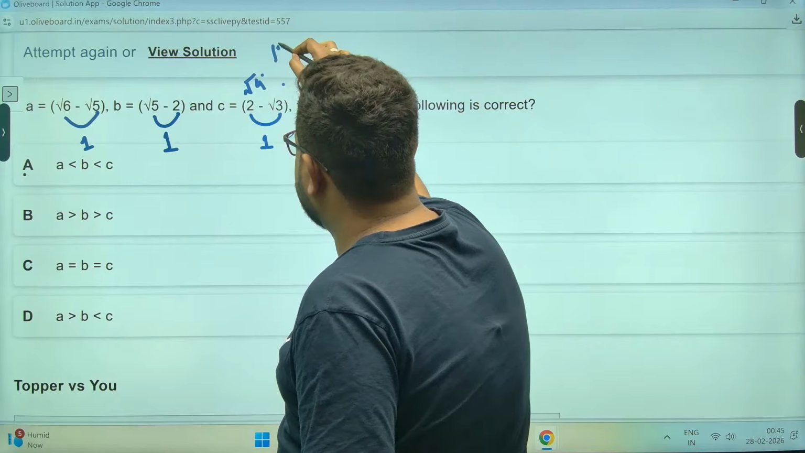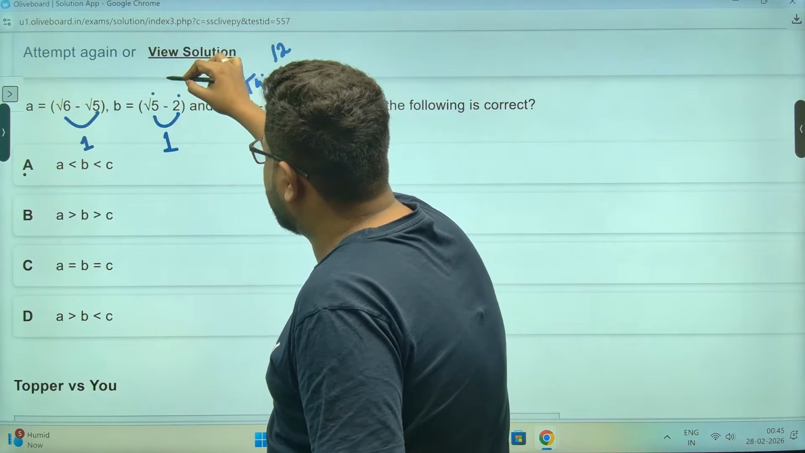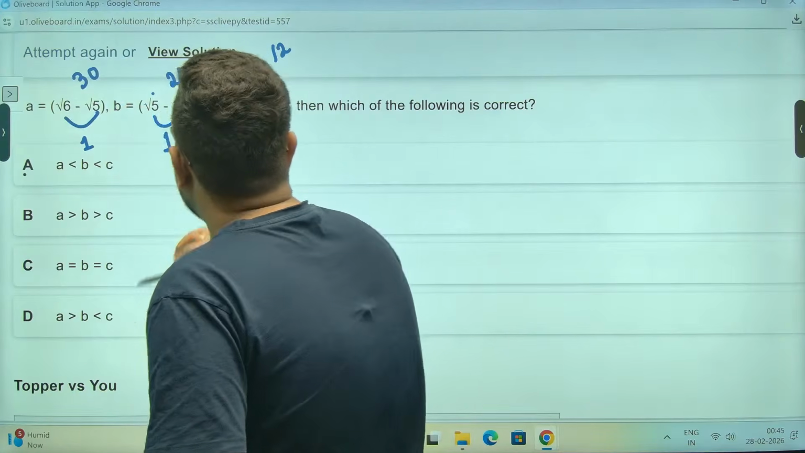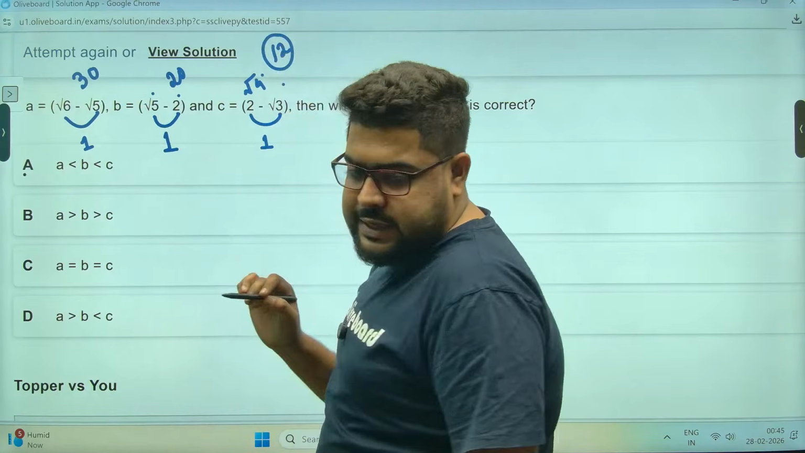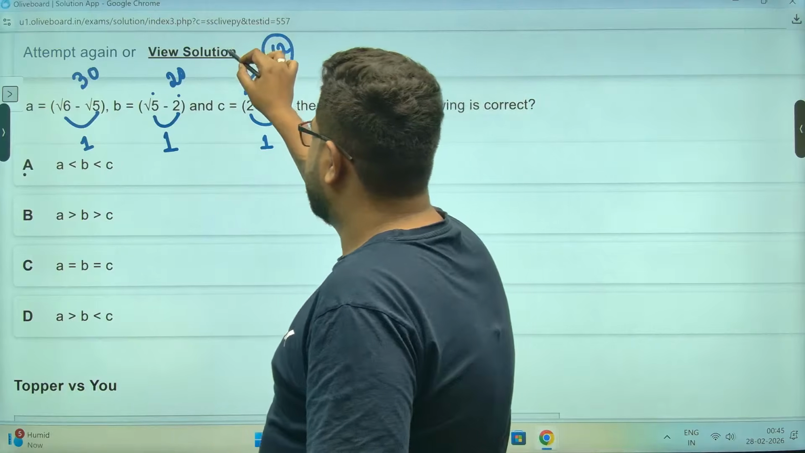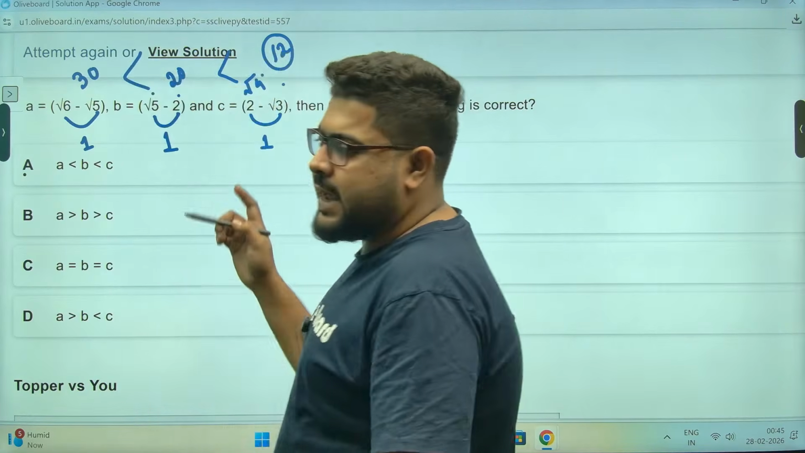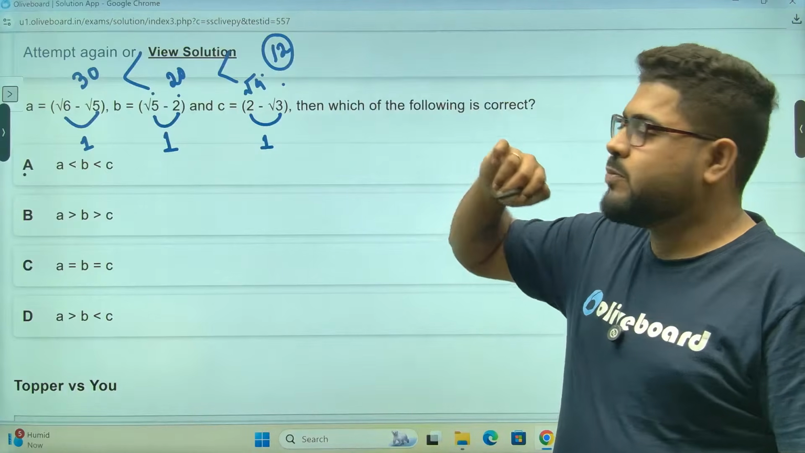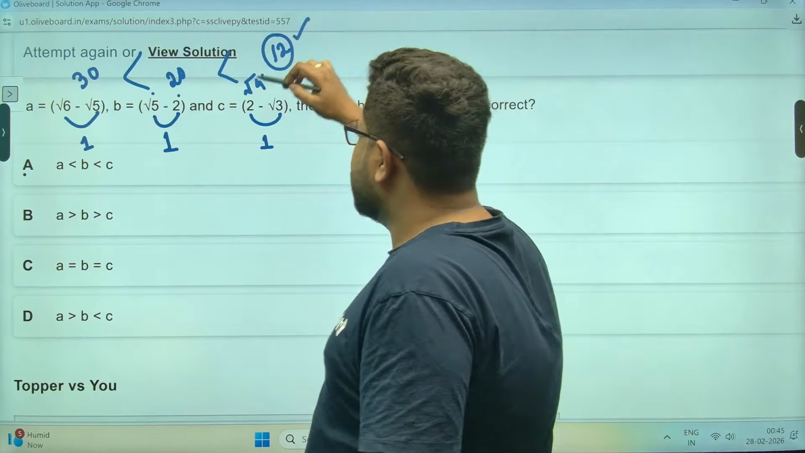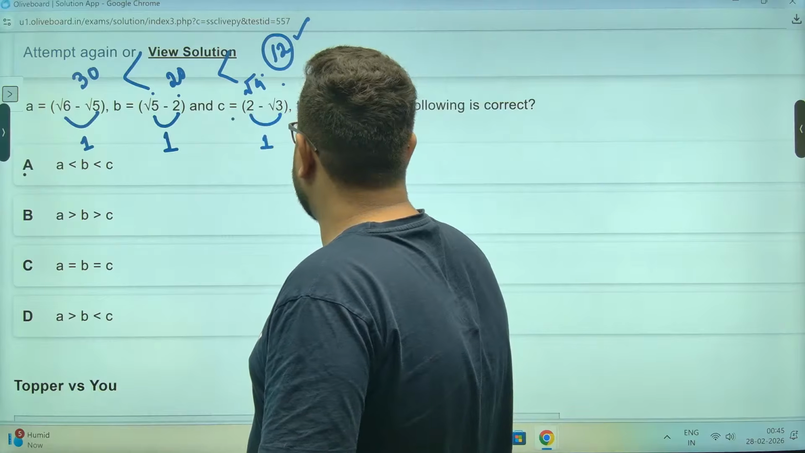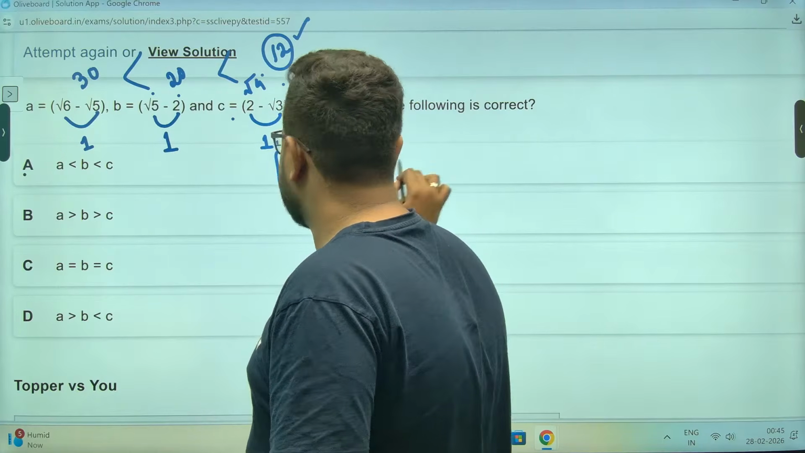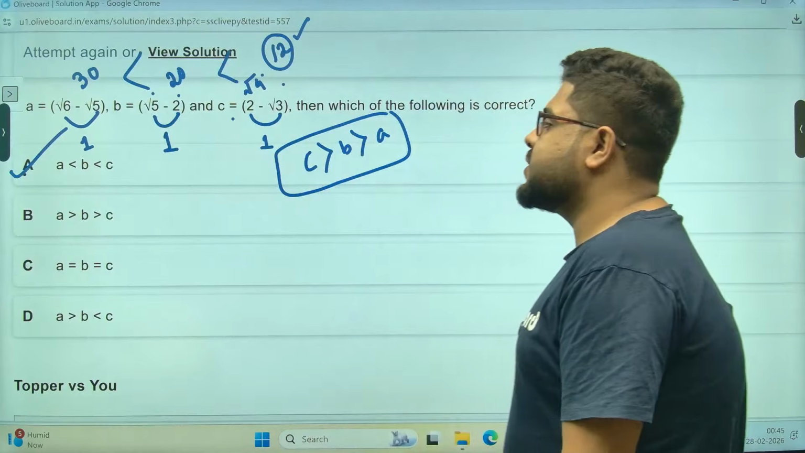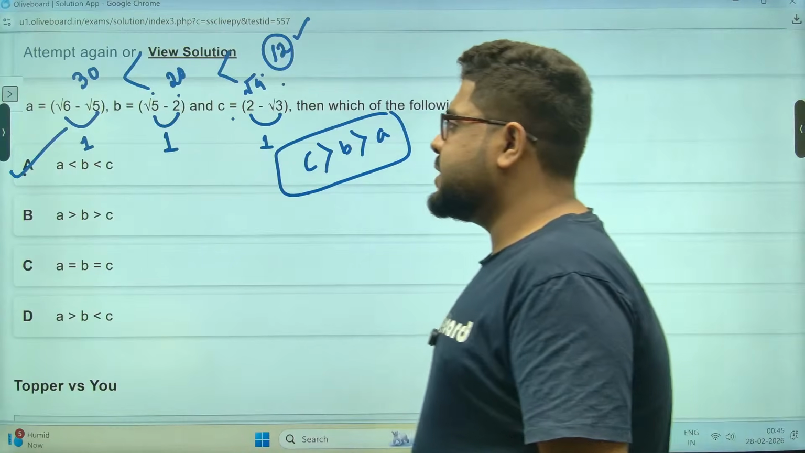4 into 3 multiplication is 12. 5 into 4 multiplication is 20. 6 into 5 multiplication is 30. Whichever has the smaller multiplication will have the bigger value, because a square and b square will be the same, and the minus 2ab term will make the difference. So this will be high. So C greater than B greater than A. Option E is your correct answer.